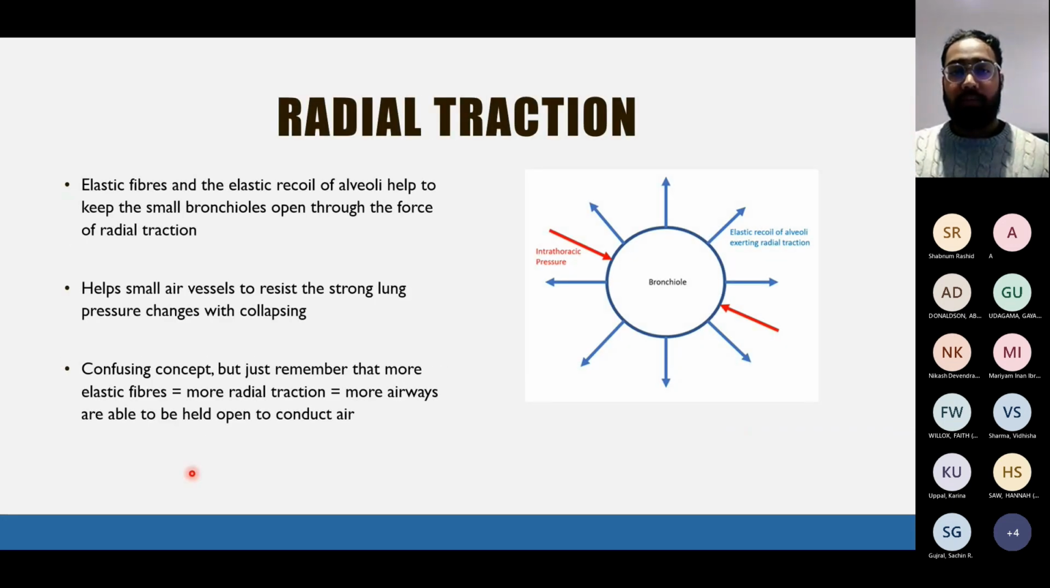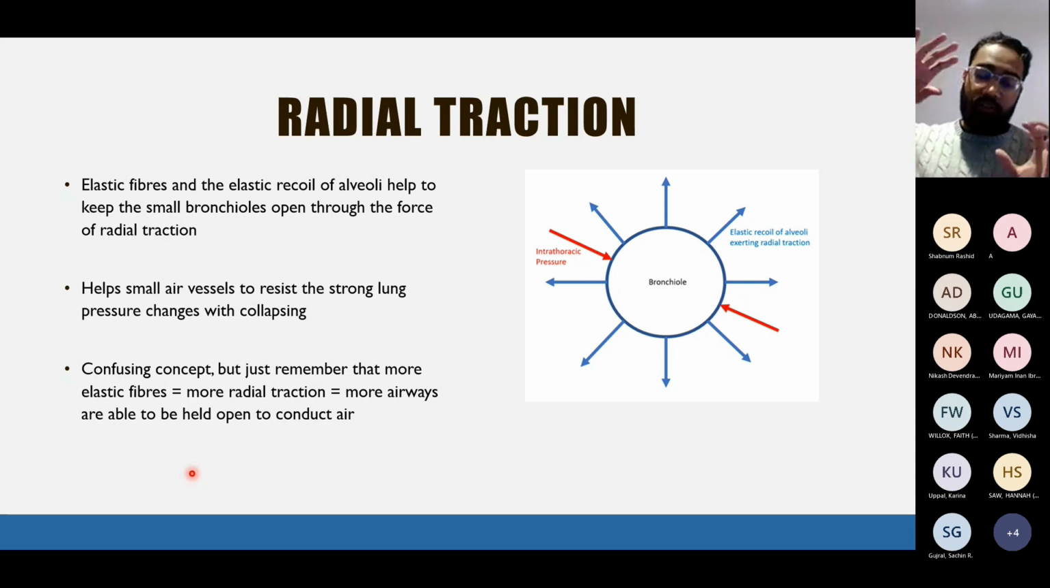Another concept in respiratory physiology to be aware of is radial traction. Now, when you have these tiny bronchioles at the end and you have masses of intrathoracic pressure squeezing from outside, it's reasonable to expect that they just collapse because they're so small. How are they going to resist all of that pressure? And the way they resist that pressure is through radial traction.